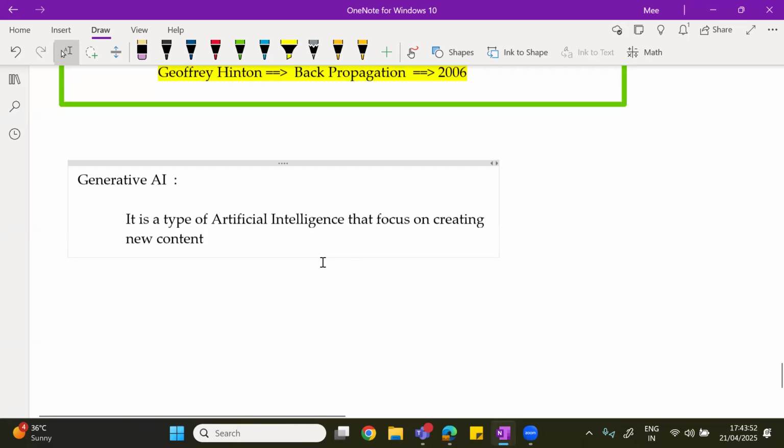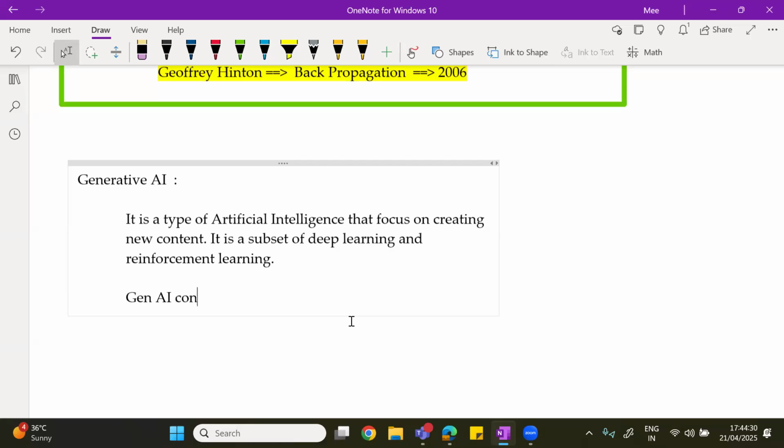It is a subset of deep learning and reinforcement learning. I will give you an idea about reinforcement learning also now. First thing is, I can add one more term over here. Generative AI, which is also called Gen AI, concentrates on creating or generating new content.